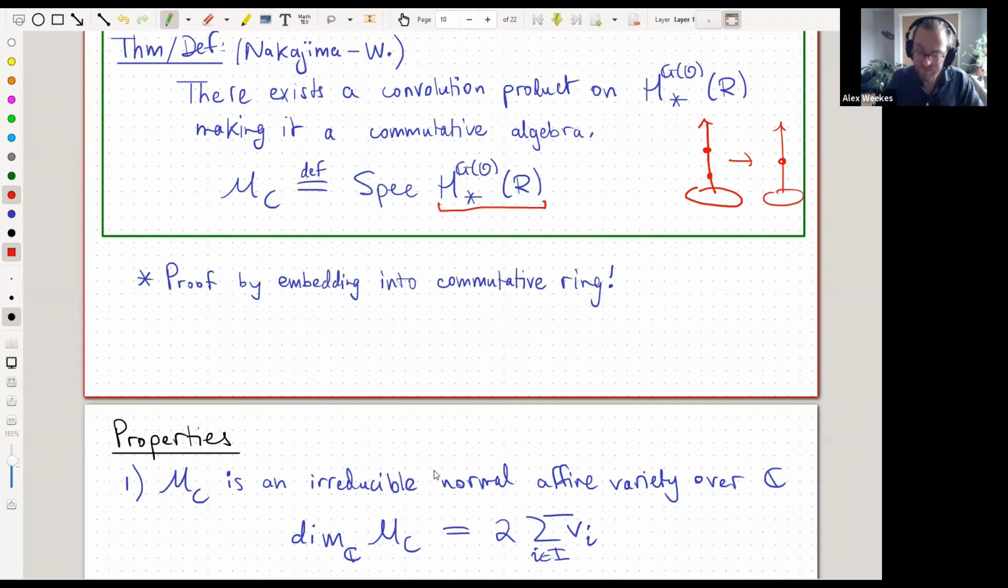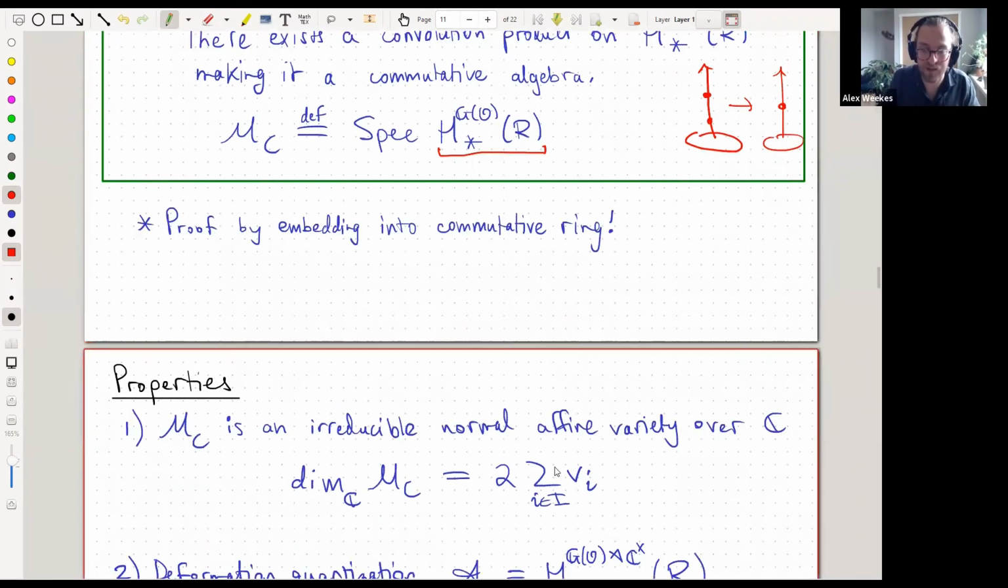It's normal. And we can also compute the dimension. The dimension of this space is just twice the sum of these V_i, the circled nodes. That's a dimension over the complex numbers. So in Hanani's lectures, he was often talking about quaternionic dimension, where we just divide this by 2.